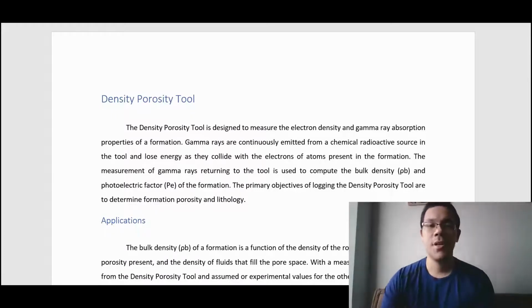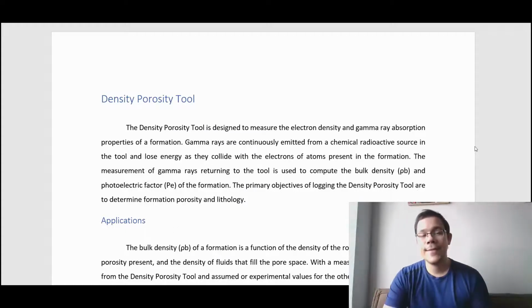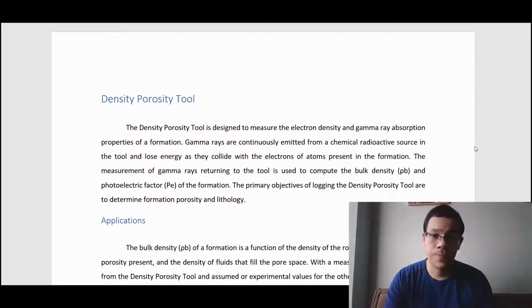Alright, here we are to talk about density porosity. So our density porosity tool, the purpose of running that is to have a measurement or an estimate of porosity in our formation. But in this case, this tool uses a gamma ray source, and our measurements will be related to the formation's ability to absorb gamma rays and also with the electron density of that formation.